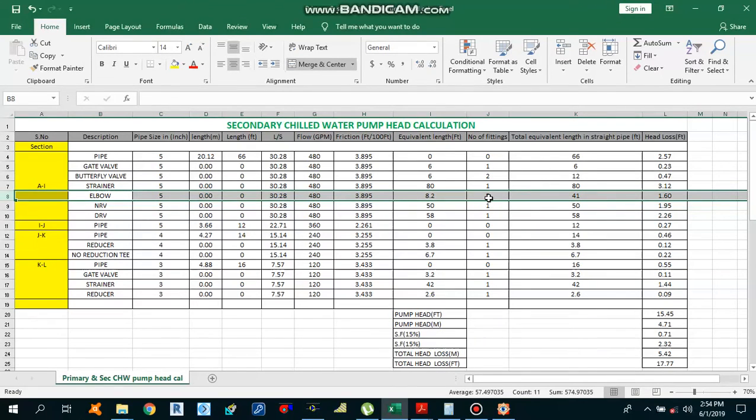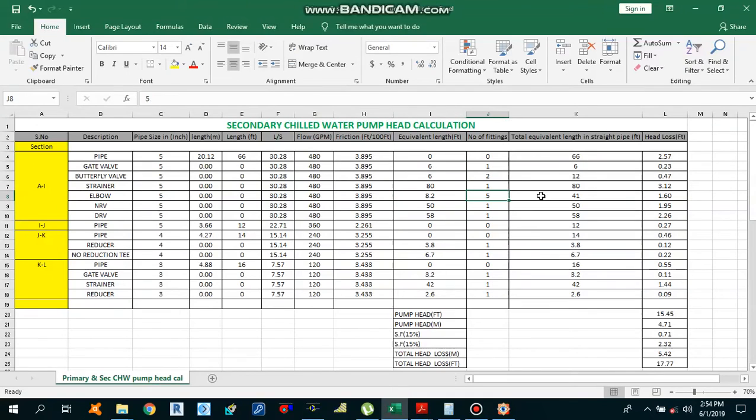So since we have 5 elbows, 8.2 into 5, that is 41. Again, 41 is the equivalent length in the straight pipe. Multiply by the friction rate, you will get this head loss. This is how you can calculate the head loss for the elbows.